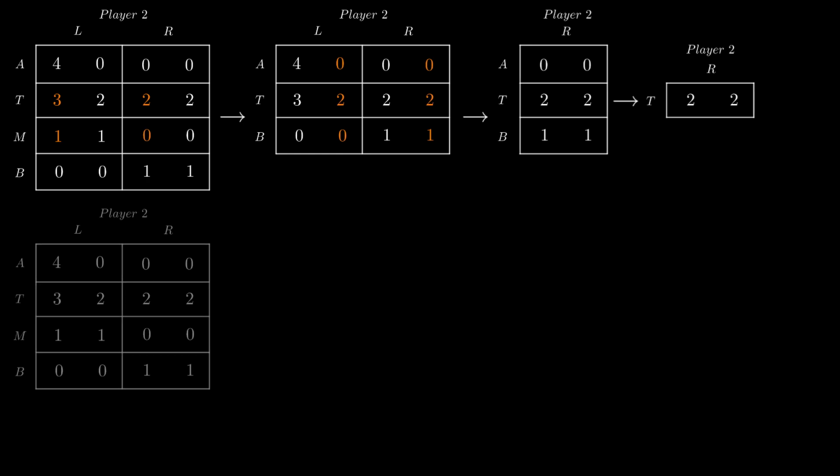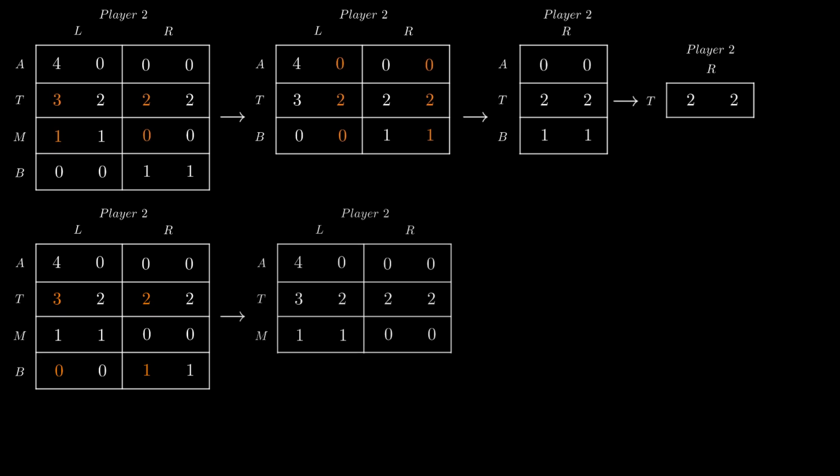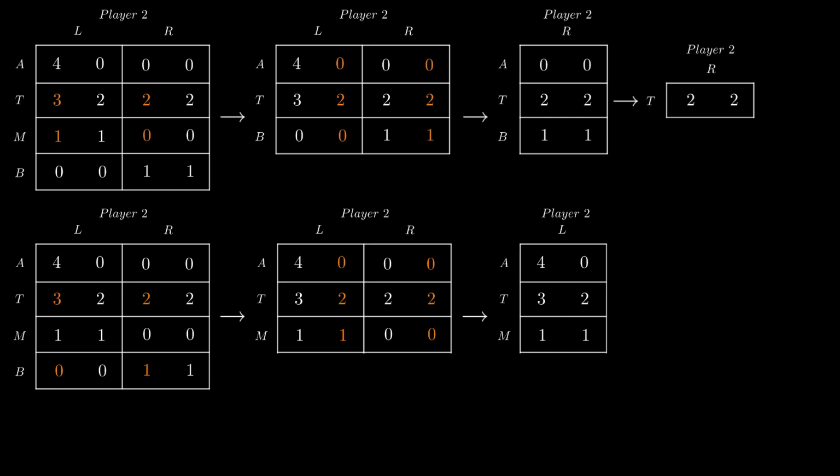Going back to our initial game, let's change the order of deletion and see what happens. Notice that B is strictly dominated by T. We delete B and are left with this reduced game. Now R is weakly dominated by L for player 2. Deleting R, we're left with this reduced game. Now T and M are strictly dominated by A, and deleting them leads to A, L with corresponding payoffs 4, 0. So we ended up with a different output this time.